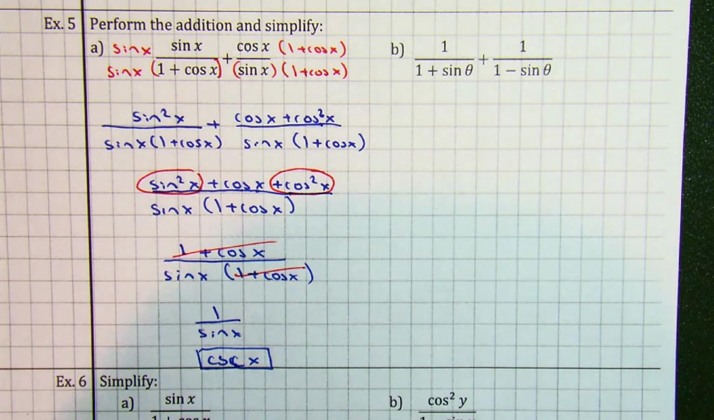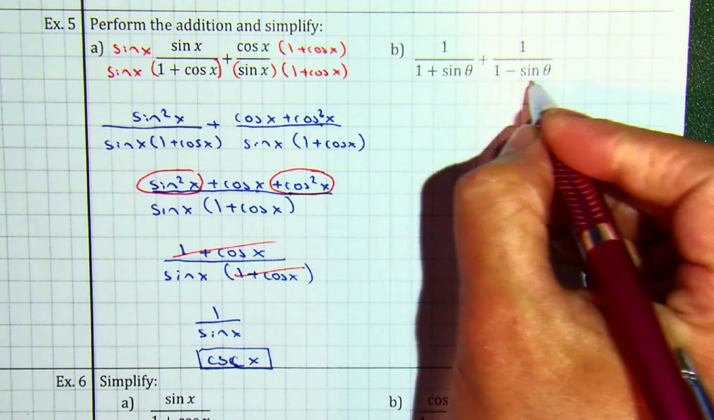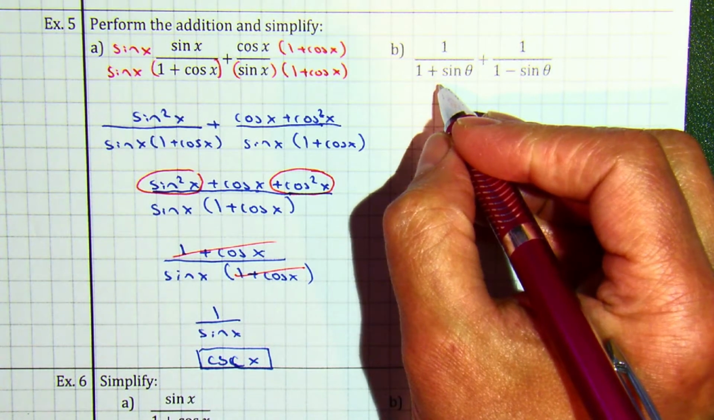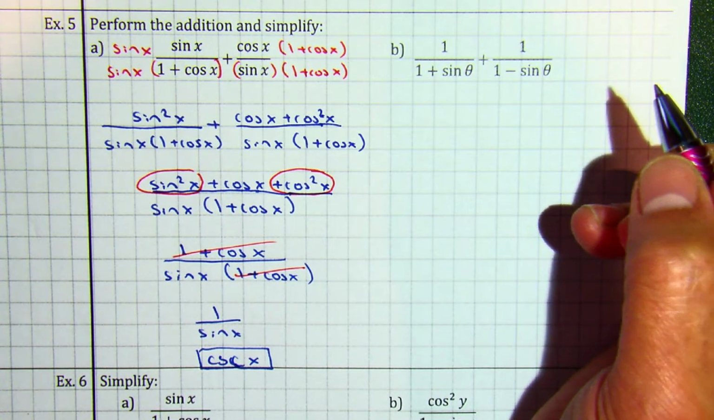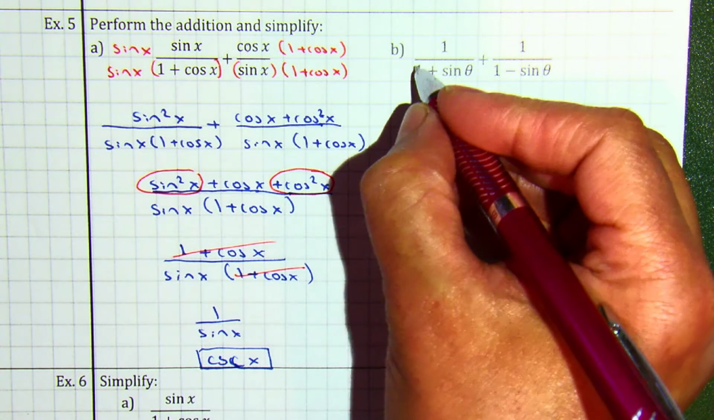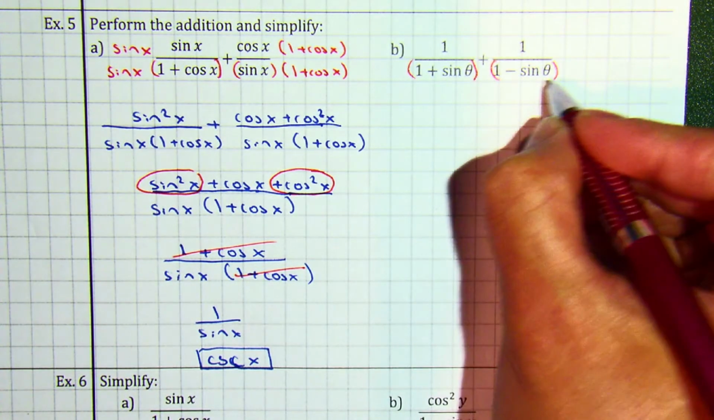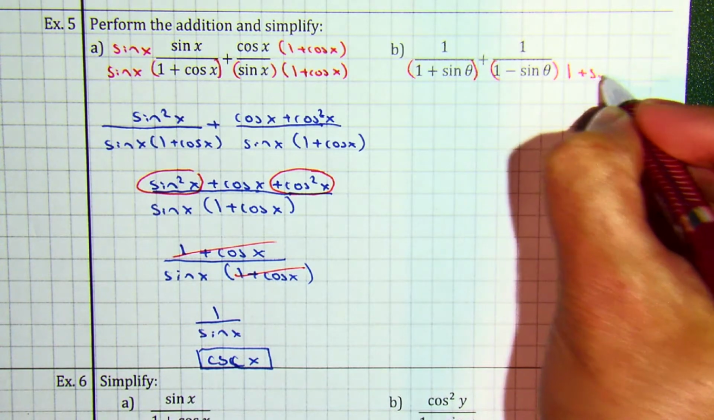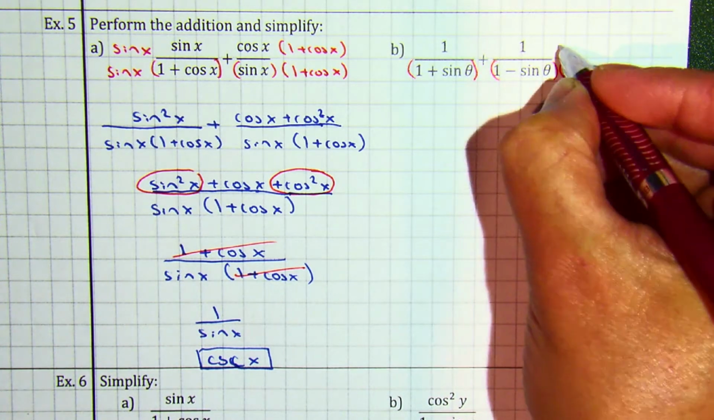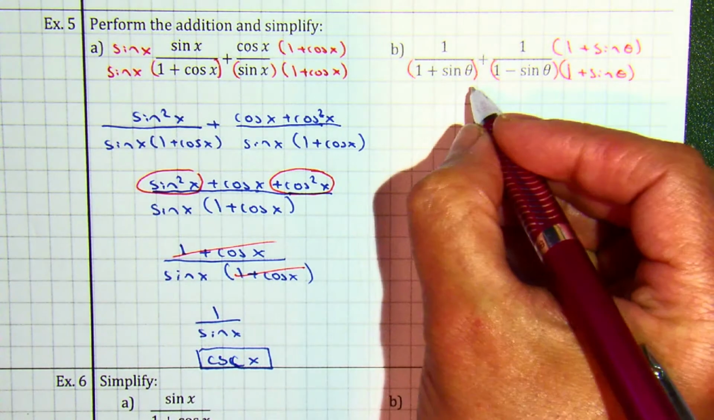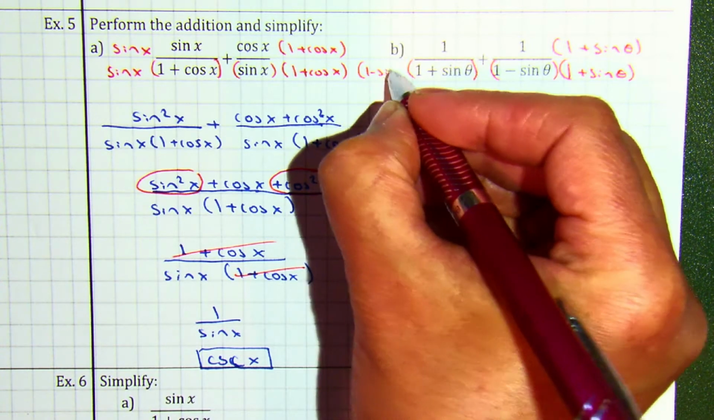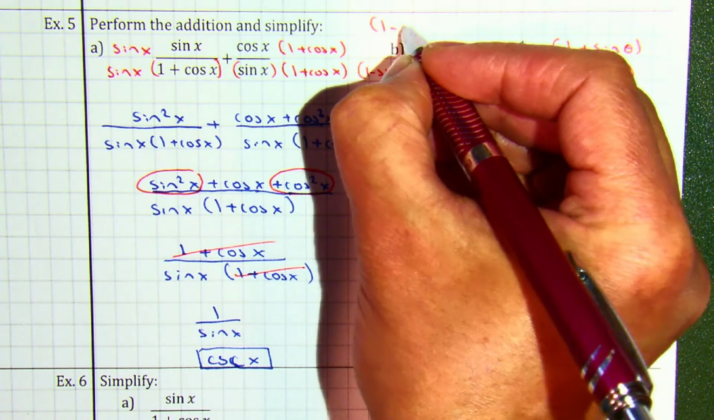Letter B is a typical problem that you will encounter several times in this chapter. I need to be able to add the fractions, and in order to add the fractions, I need to have the same denominator. They're almost the same, but they're not. So on the right hand side, I'm going to need a 1 plus the sine of theta and 1 plus the sine of theta. On the left hand side, therefore, I need a 1 minus sine of theta and 1 minus sine of theta.